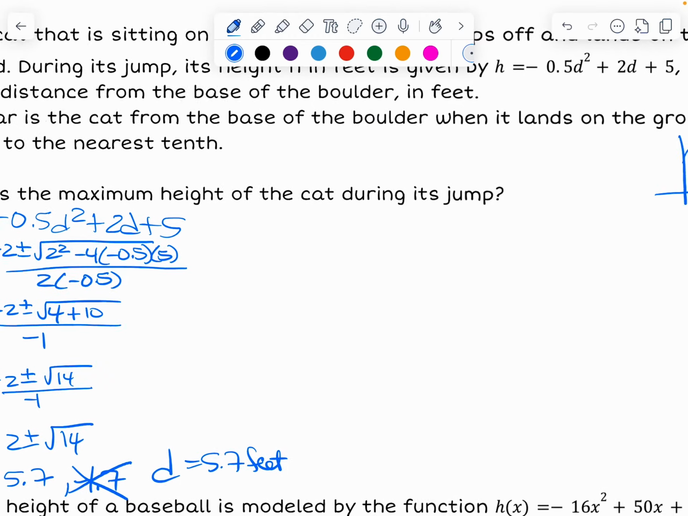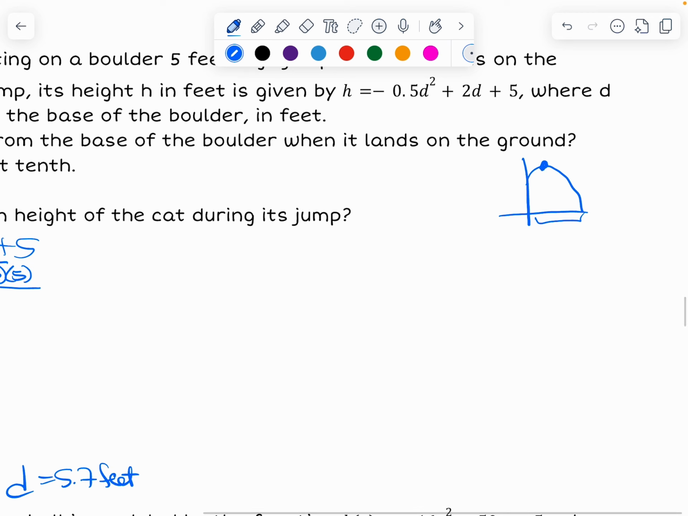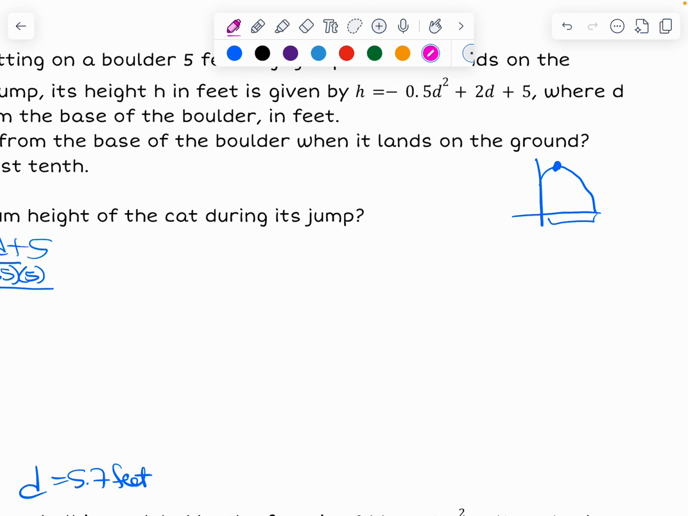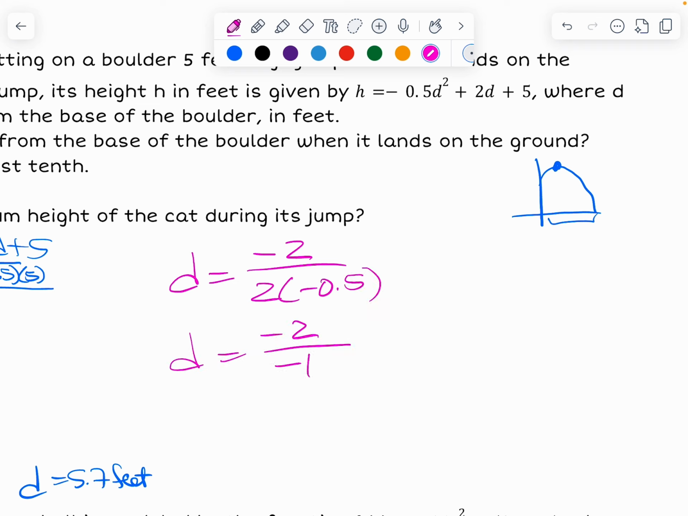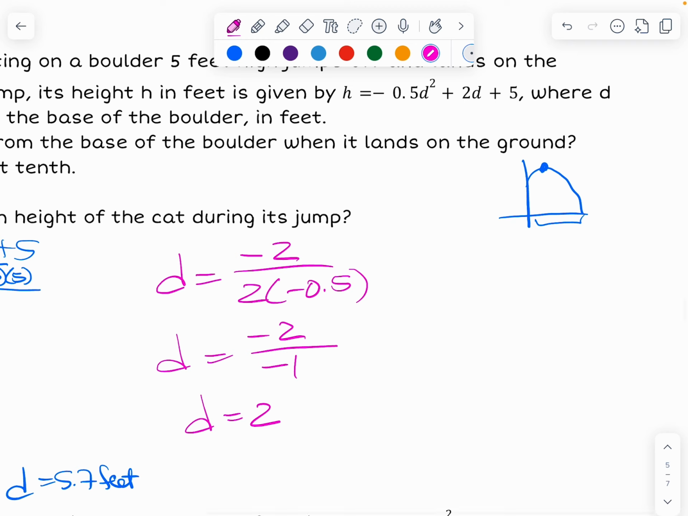Okay, so then the next question says, what is the maximum height? So how high up is this? So I need the vertex point. So now I need to find the vertex point. So d equals negative b over 2a. So negative 2 over negative 1. So d equals 2. So I need to plug that in to find out what h is.